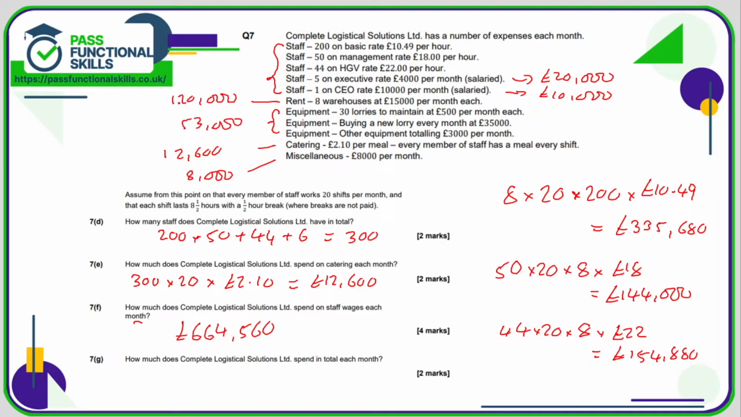So all we need to do is add 120,000, 53,000, 12,600, 8,000, and our total for the wages, which we worked out in part F, and that comes to a grand total of £858,160.